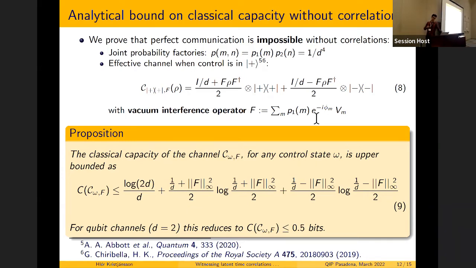And the proposition is the following: the classical capacity of the channel C omega F for any control state omega is upper bounded by the following inequality 9, which depends on the norm of the operator F, and for qubits reduces to a bound of 0.5 bits. So remember we had 1 bit was the maximum capacity advantage we got, which is actually the maximum capacity you could possibly send. And we managed to achieve that with the correlations. But without correlations, we can only get 0.5, and that's an upper bound. Later, we'll actually show you that this is not tight.